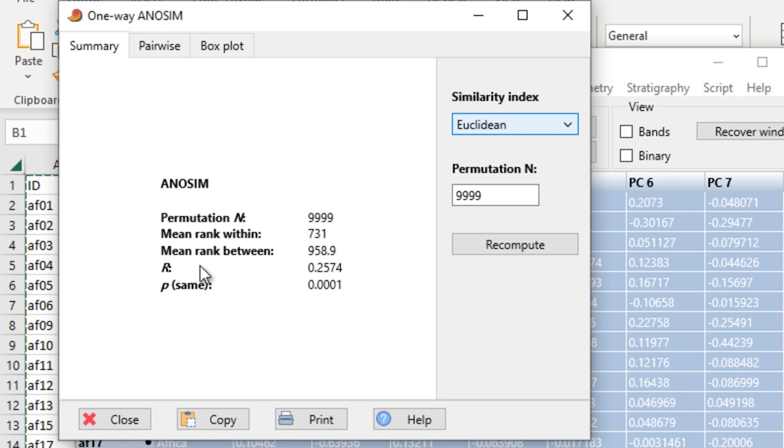Based on that distance measure, it gives you the rank. So what is important here is R. P is not that important, so don't be confused with the P value. P can be significant and still give you a very poor R value. The value we have here, 0.2, is very low. It means the similarity is very low.